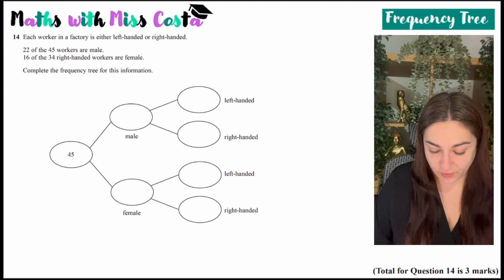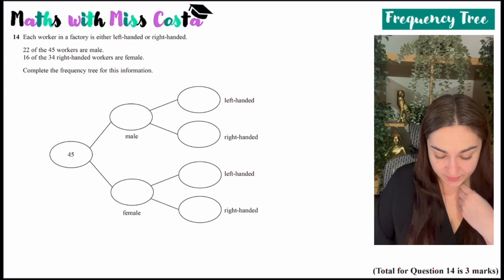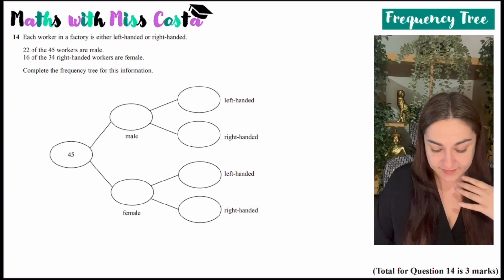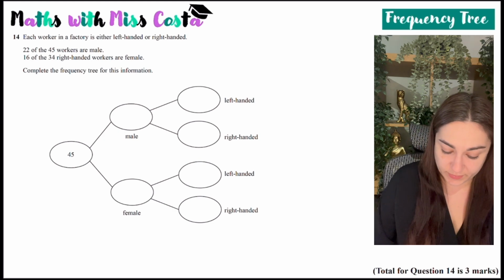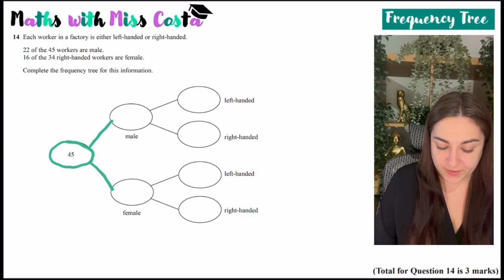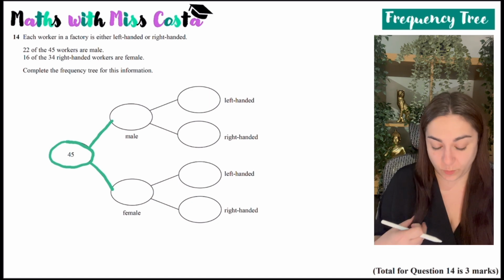Okay, next we've got a frequency tree. So I'm told that each worker in a factory is either left-handed or right-handed. And with a frequency tree, the key thing that you need to know is that this is going to add up to both of these, okay? So first I start off by filling in what information I've got.